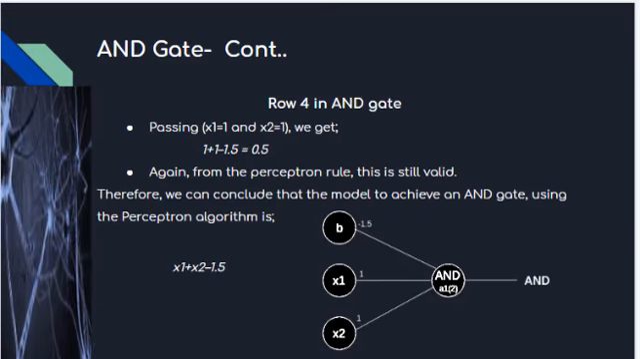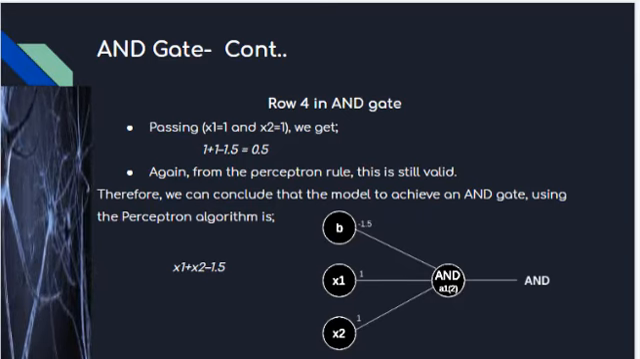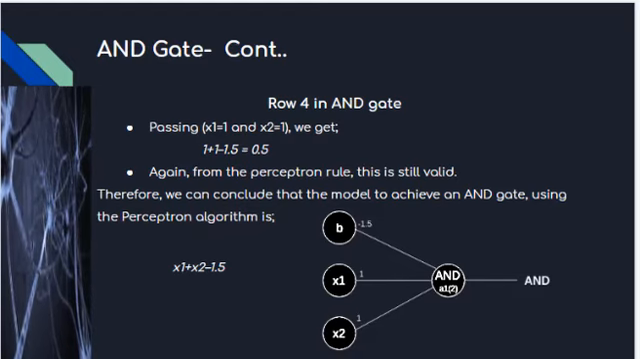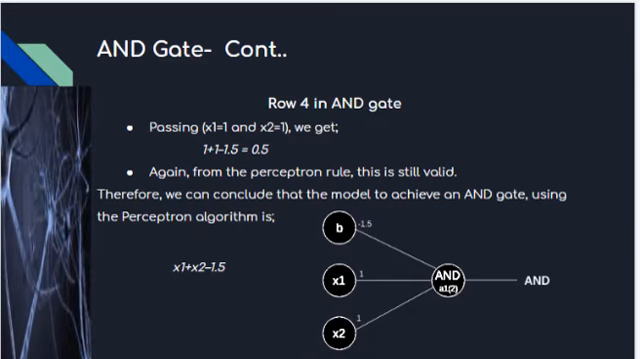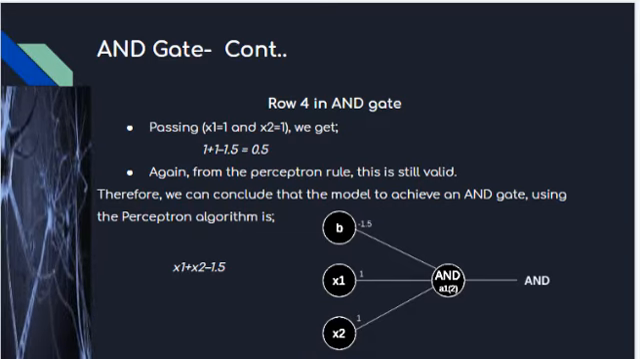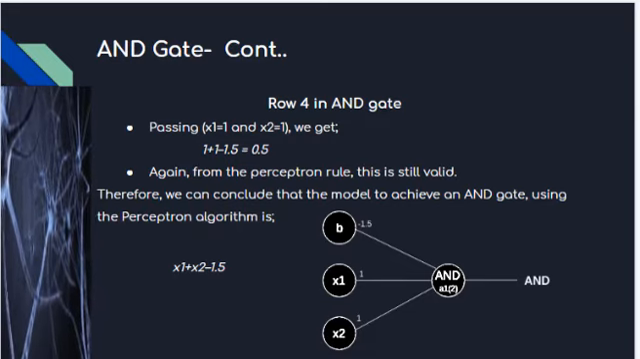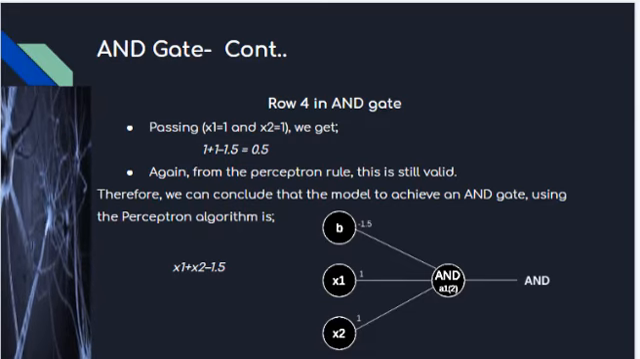Next, row 4. Passing x1 equal to 1 and x2 equal to 1, we get 1 plus 1 minus 1.5 equal to 0.5. Again, from the perceptron rule, this is still valid. Therefore, we can conclude that the model to achieve an AND gate using the perceptron algorithm is x1 plus x2 minus 1.5. The diagram depicts this equation.